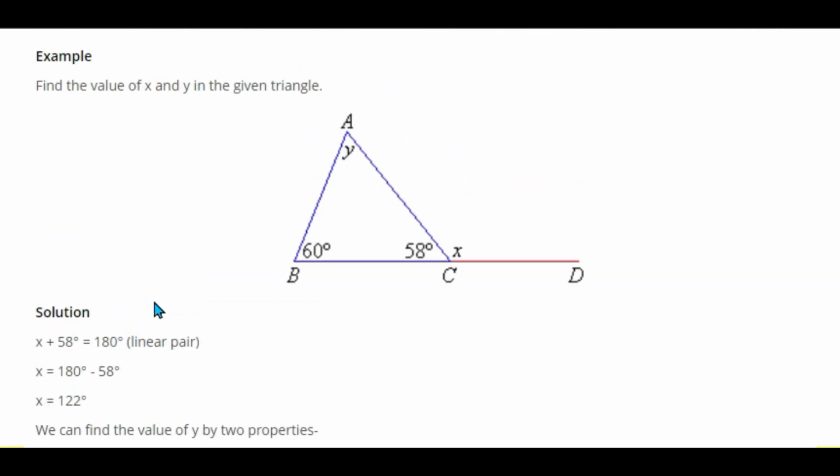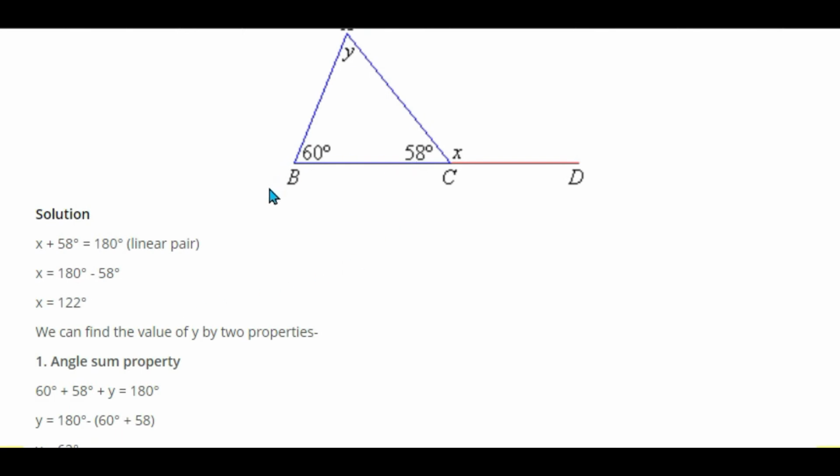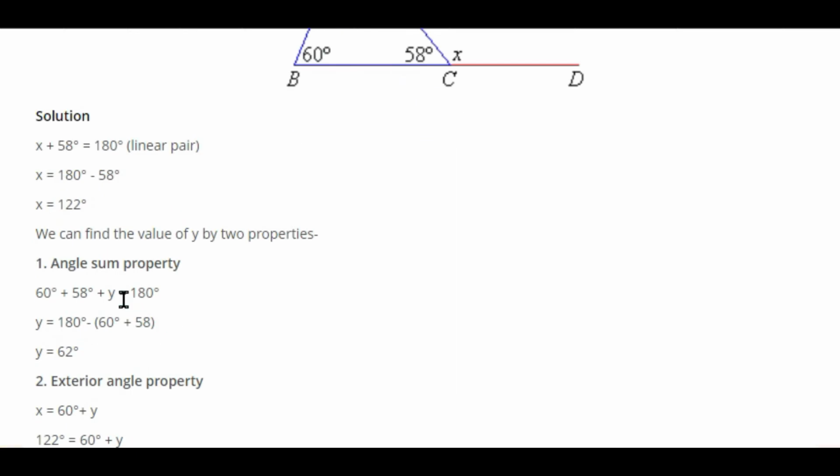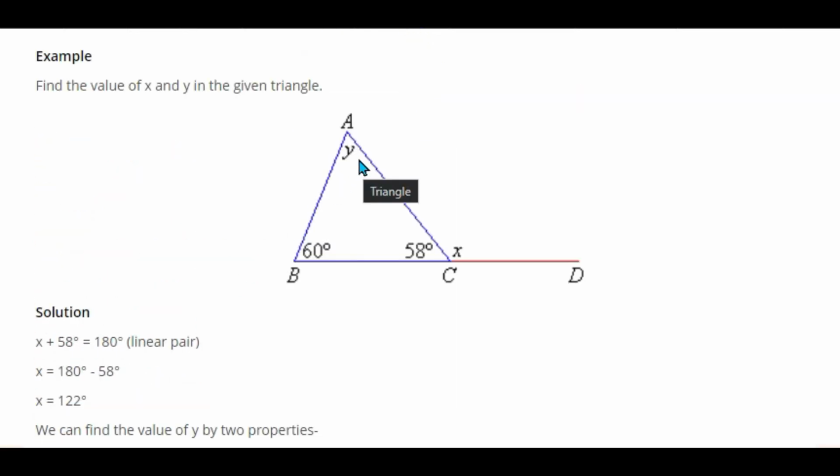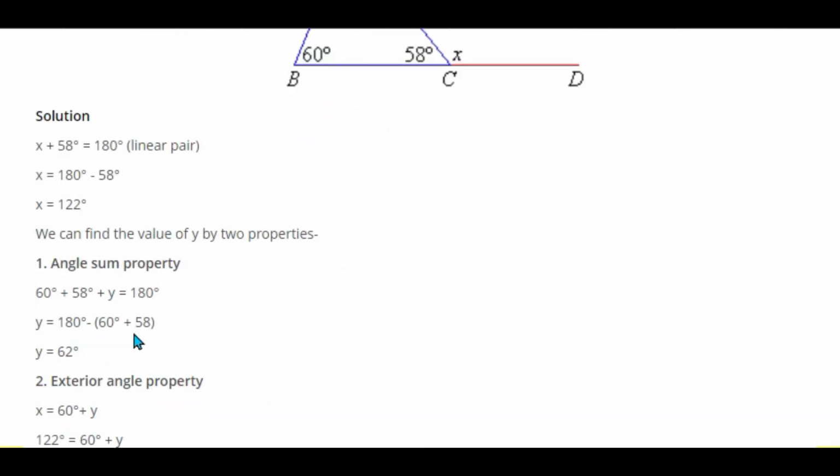Okay. Now with the help of the angle sum property of a triangle, 60 plus 58 plus y equals 180 degrees. I told you the sum of all interior angles, the angles that lie inside the triangle, equals 180 degrees. So 60 plus 58 plus y equals 180 degrees. So what will you do? 180 minus the sum of 60 plus 58. You will get 62 degrees.